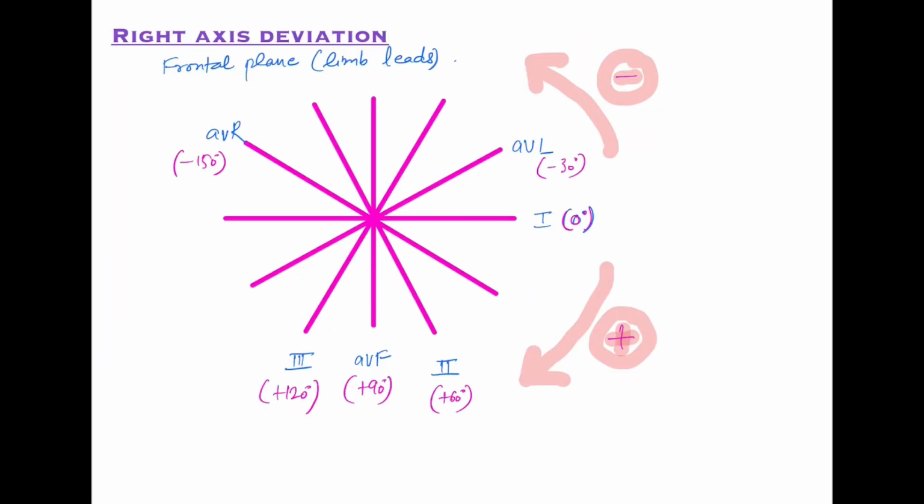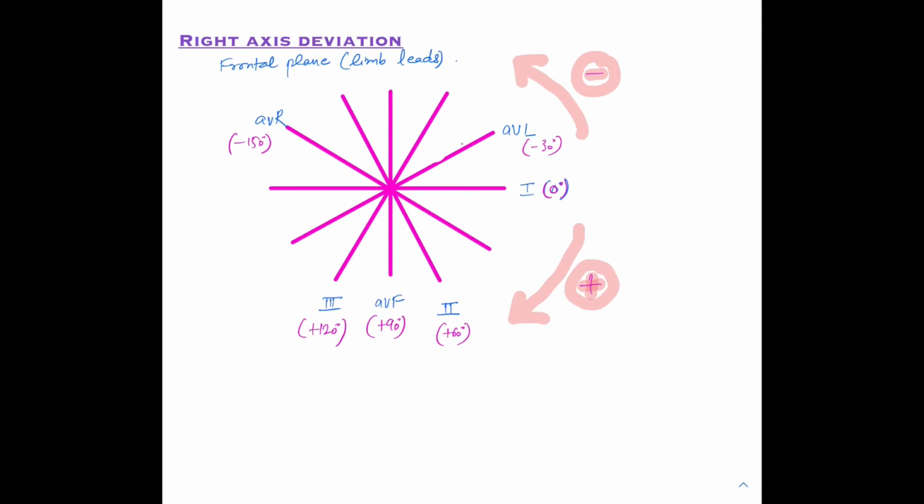So coming on to the next one, that is right axis deviation. So we know that in left ventricular hypertrophy, we have left axis deviation, in which the axis of the heart can be towards this side. Okay, that can be even more negative than minus 30 degrees. But in case of right ventricular hypertrophy, the axis of the heart will shift towards the right side, such that now it will be more than plus 90 degrees.